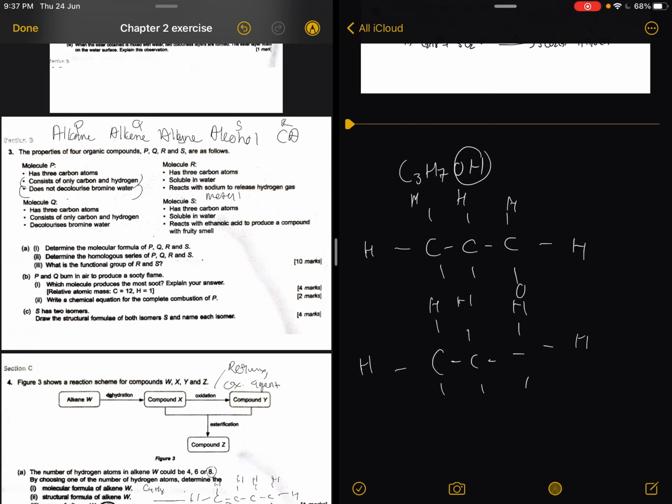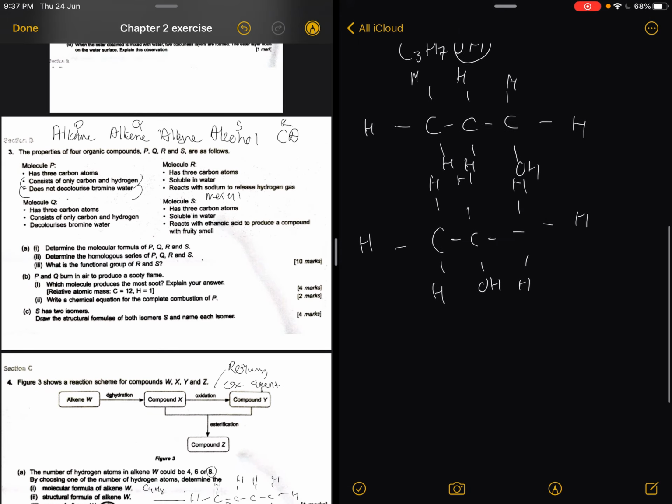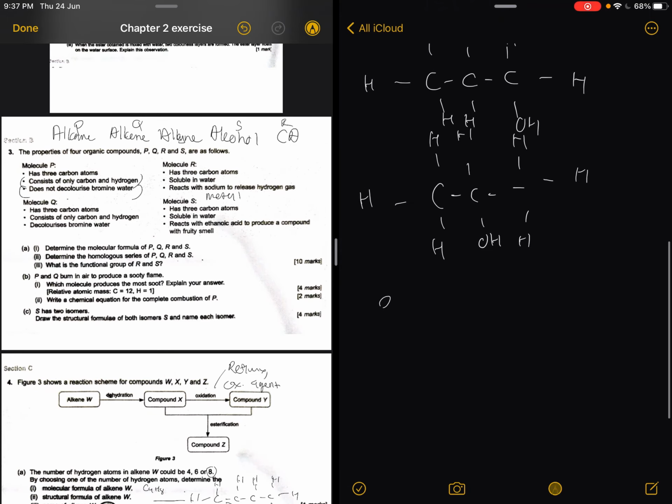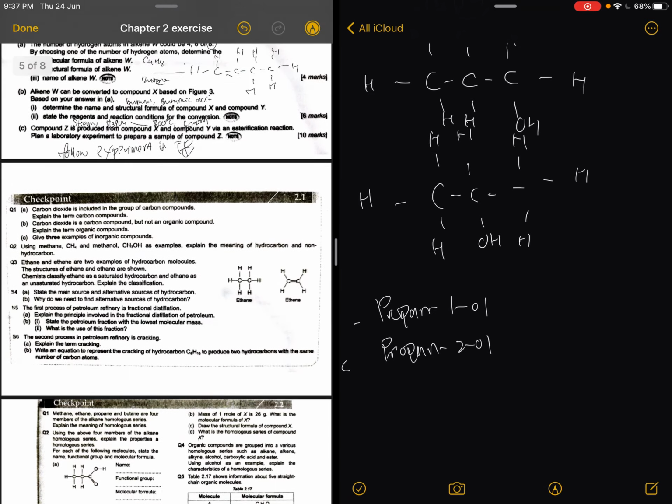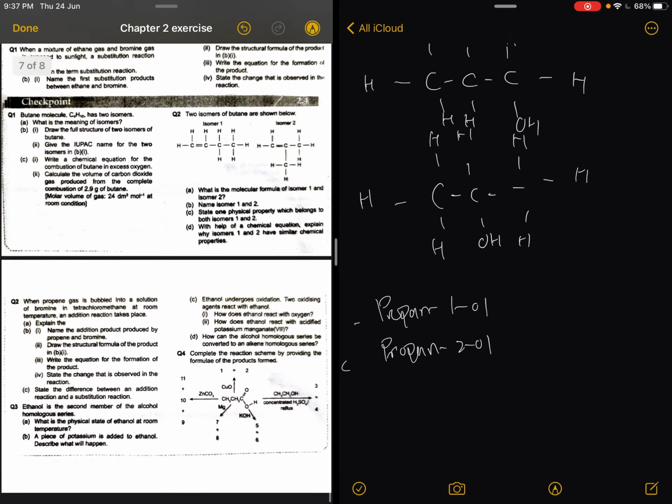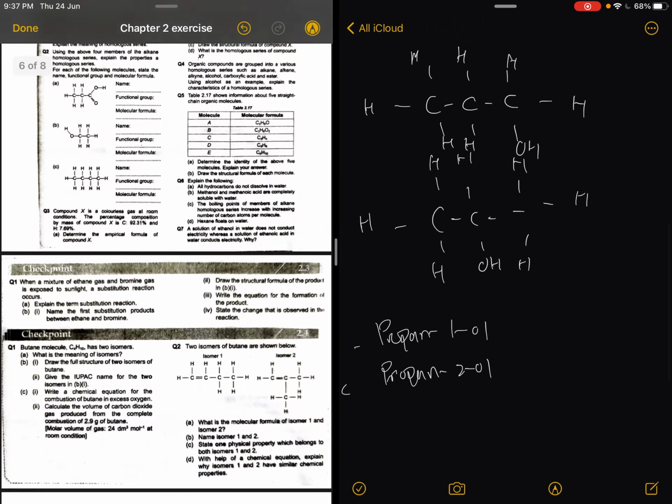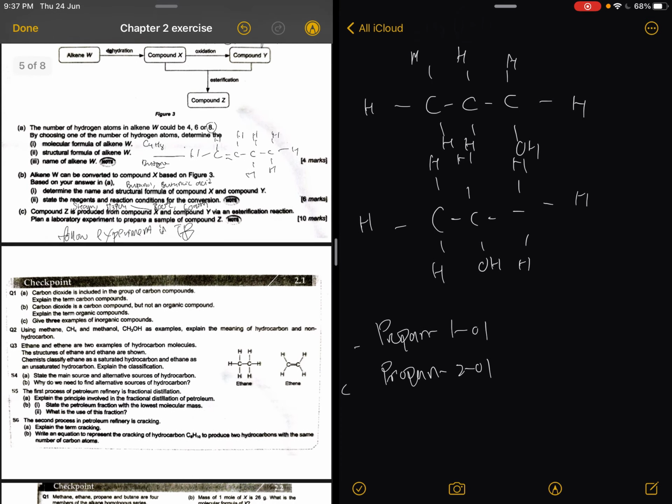Now, how about this one? You have to put OH in one of these slots. So I'll put one here. Remember to connect to the O, and I'll put one in the middle. So we now have propan-1-ol and propan-2-ol. And those are your 2 answers. So I guess that is how you solve the question.